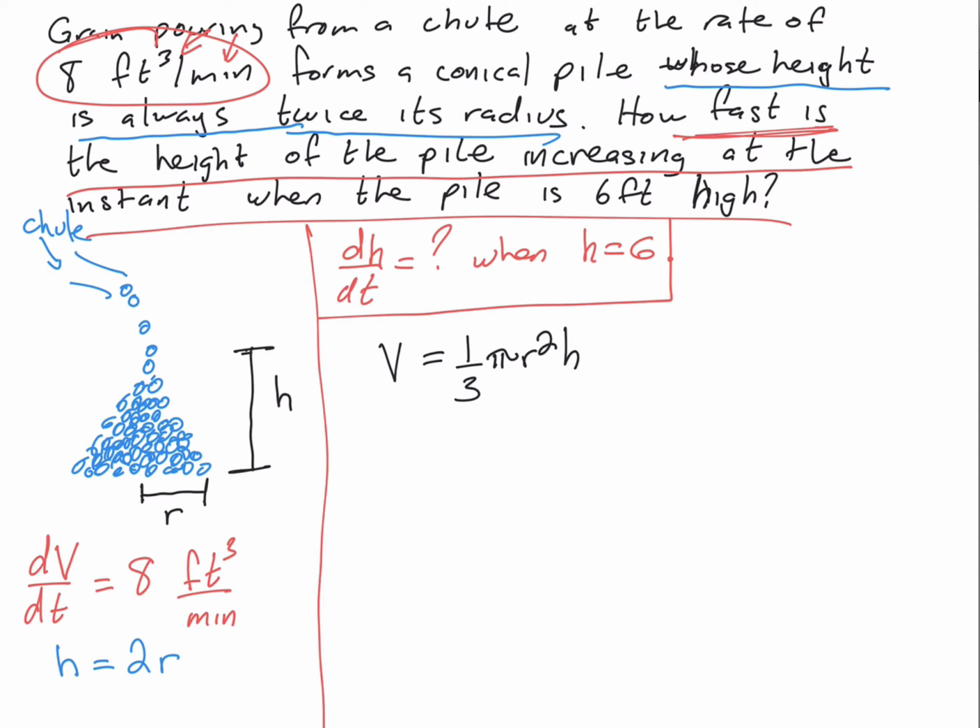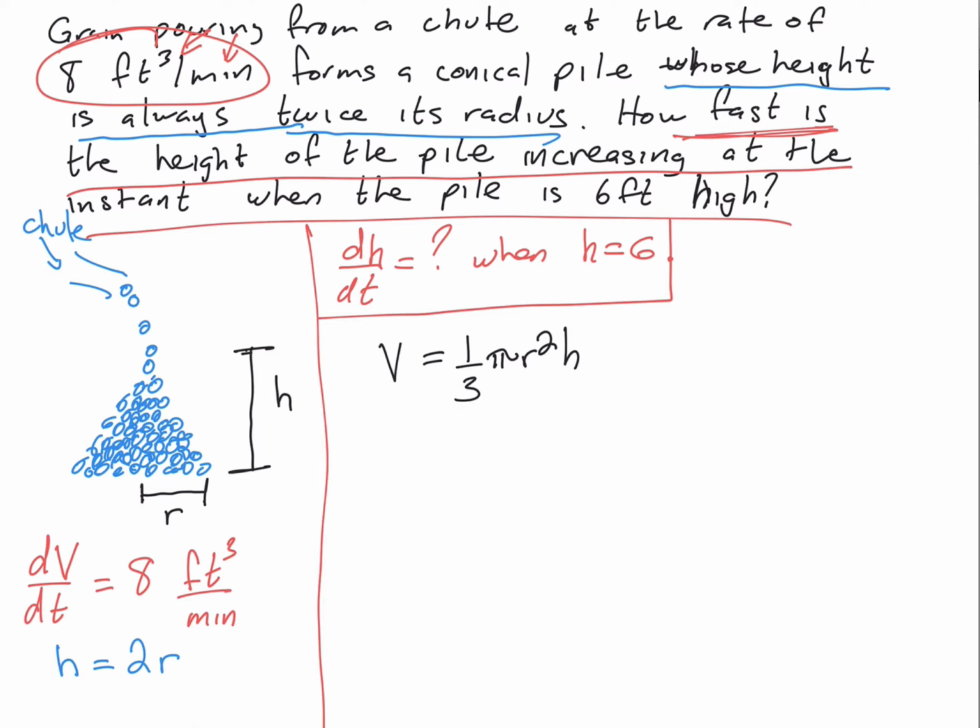You don't have to mess with it a little, but you should mess with it a little. Because notice that if I get the derivative of both sides there, what would you have to do on the right side? Since you have R and H, and they're both functions of T, what would you have to do? Chain rule.